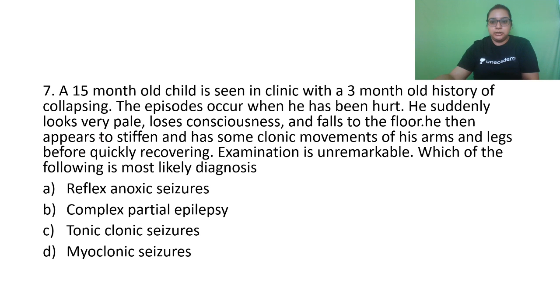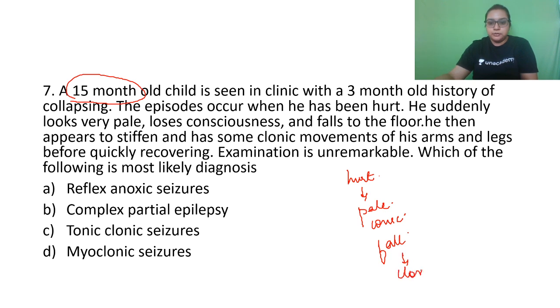Now here, just keep in mind it's a 15-month-old baby, okay, and the trigger for the episode is an injury, or whenever he's getting hurt, right? Following that, he's becoming pale, he's losing consciousness and then falls to the floor, correct? This is the second set of symptoms, and the third set of symptoms is clonic movements.